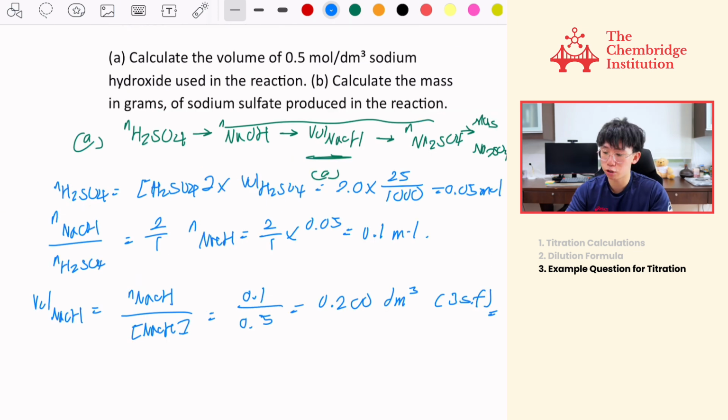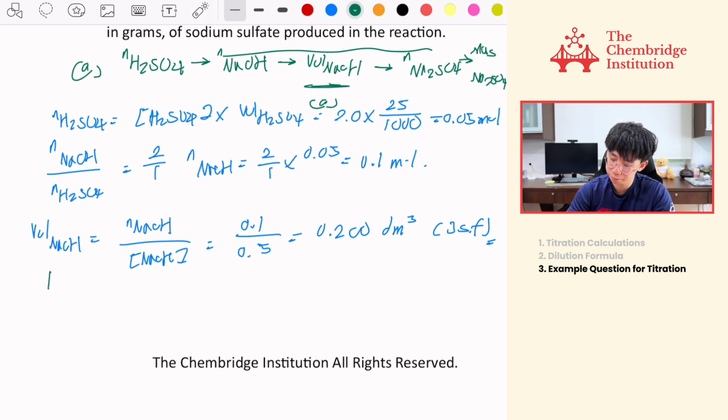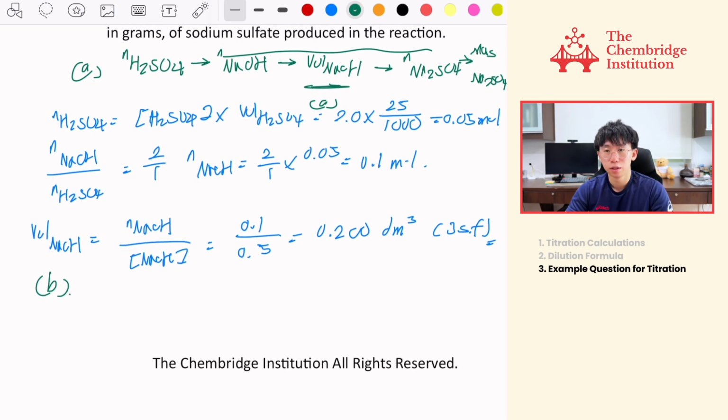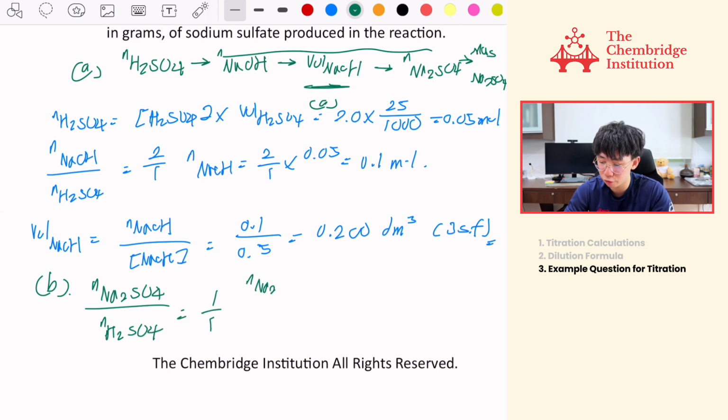And then after that, let's look at part B. So part B, right, you want to find the mass of sodium sulfate produced. So this is just the number of moles of sodium sulfate divided by the number of moles of H2SO4. Let's do a mole ratio. This is 1:1. So the number of moles of sodium sulfate, okay, equals 0.05 moles. It should be the same as the number of moles of sulfuric acid.